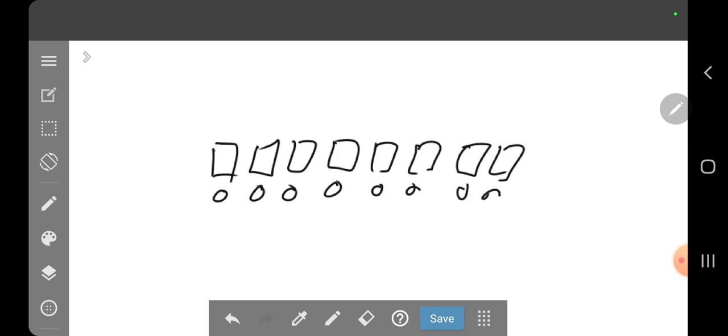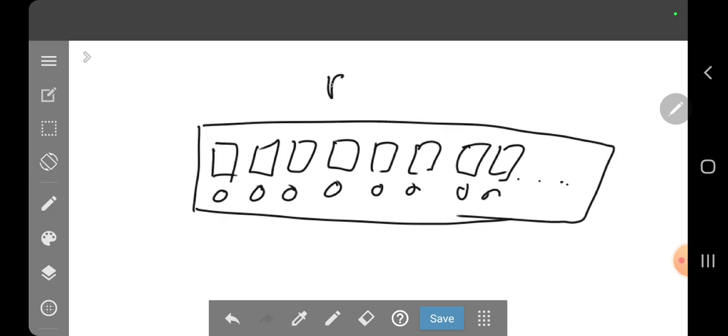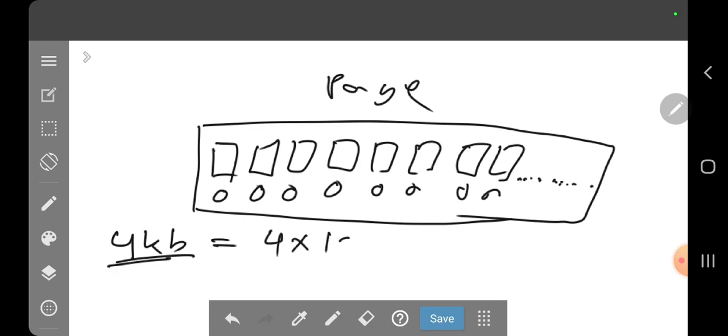Now another point. There are lots of transistors that make a page. These are the transistors, and all these transistors make a page. Generally a page size is 4 KB. So what does it mean by 4 KB? How many transistors do we need to make a page? We need about 4 KB, that is 4 × 1024, into 8. What does it mean?